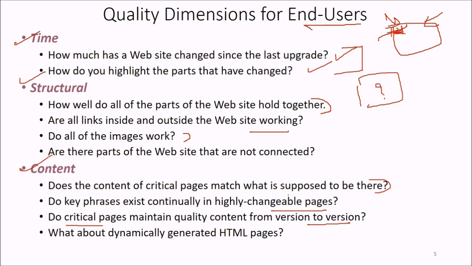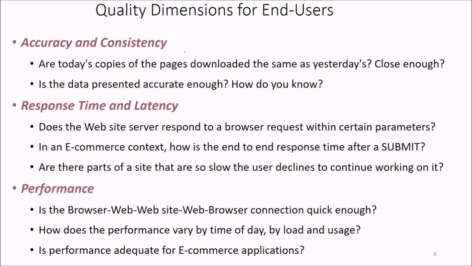It is not there. What about dynamically generated HTML pages, which are coming from, say, PHP or CGI or ASP or any other technology? So quality dimensions for end users also include accuracy and consistency. That means, are today's copies of the page downloaded the same as yesterday, or are they close enough? Is the data which is presented accurate? And how do we know?